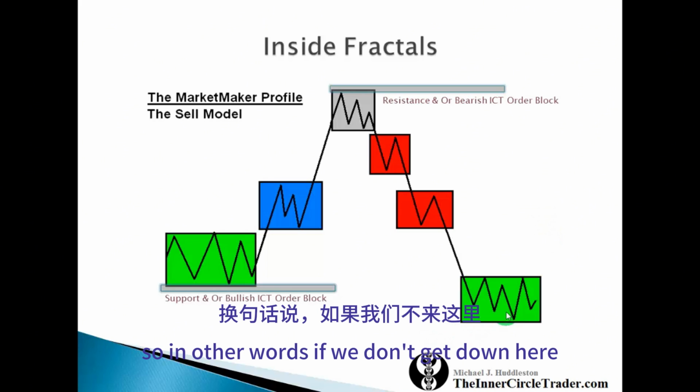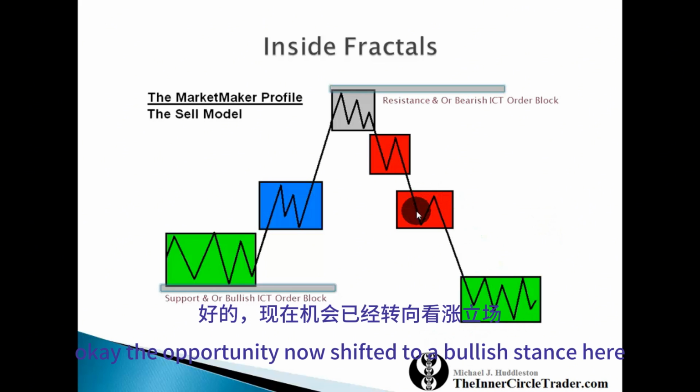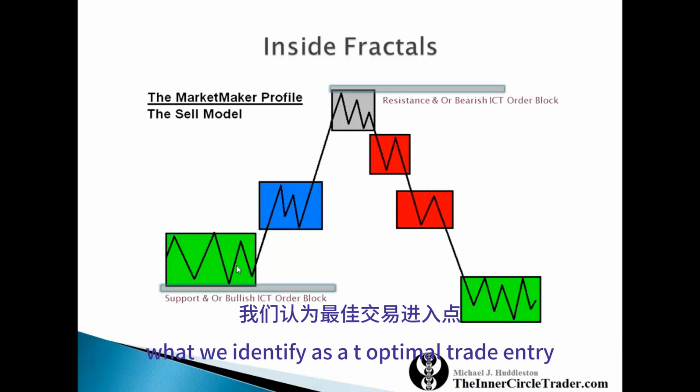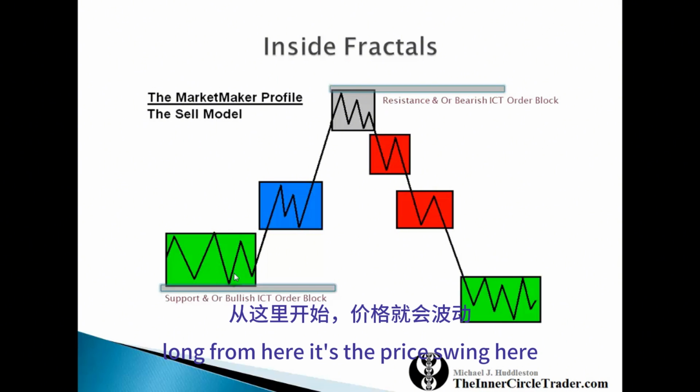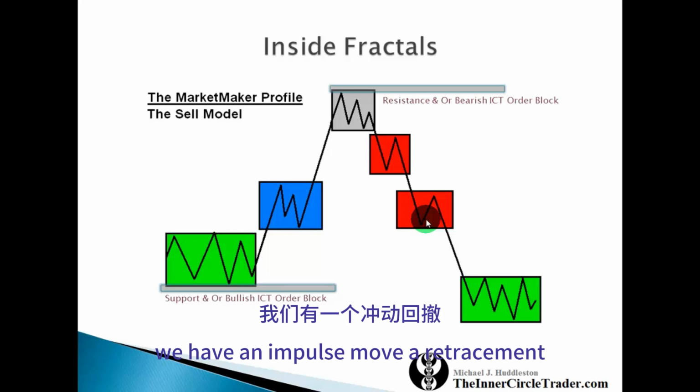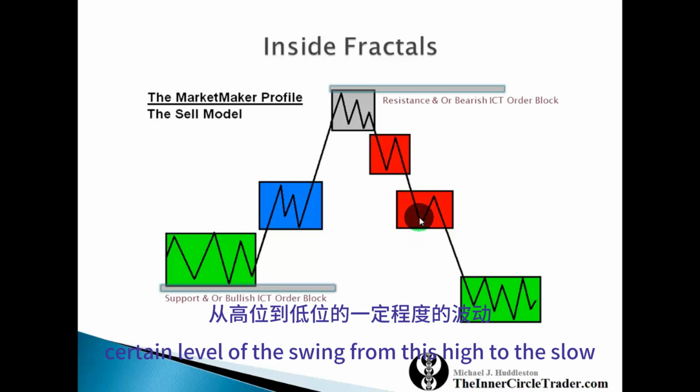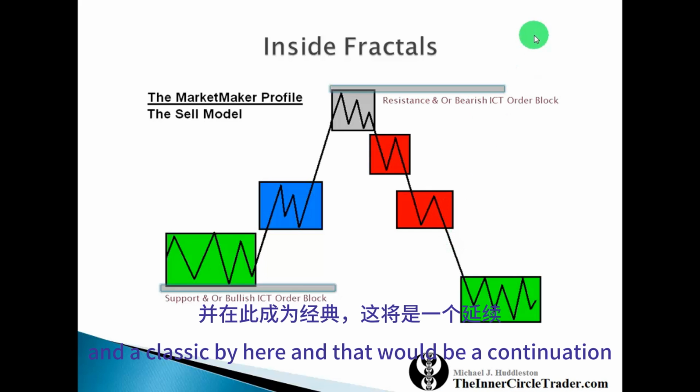So in other words, if we don't get down here, the opportunity now shifted to a bullish stance here. Then you would see a classic, what we identify as an ICT optimal trade entry long. From here is the price swing. We have an impulse move, a retracement, and then this would be a 62 to 79 retracement level of the swing from this high to this low, and the classic buy here. And that would be a continuation.